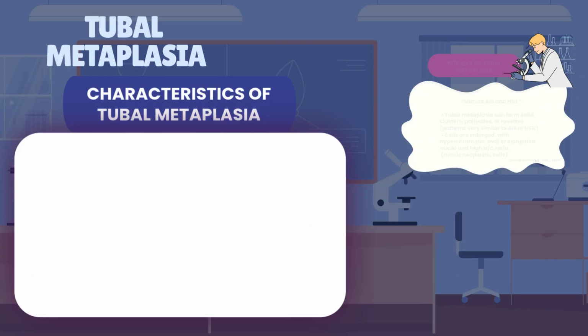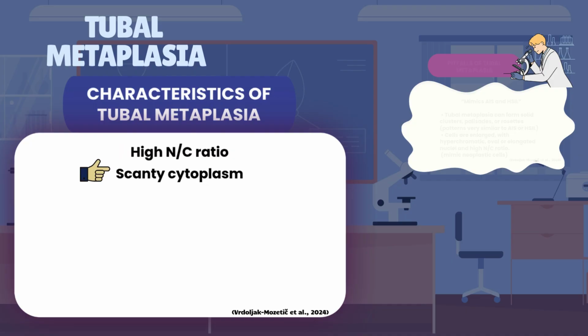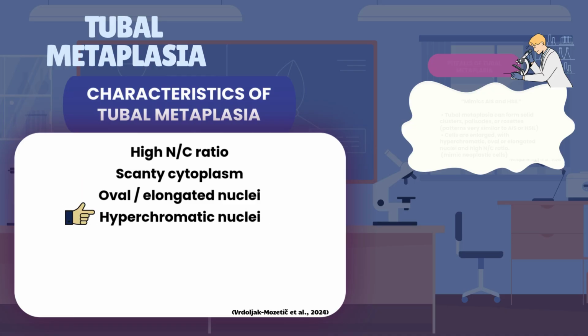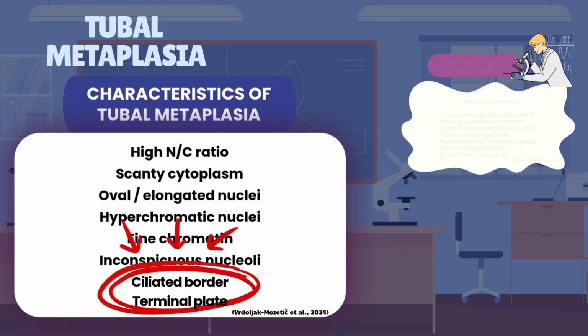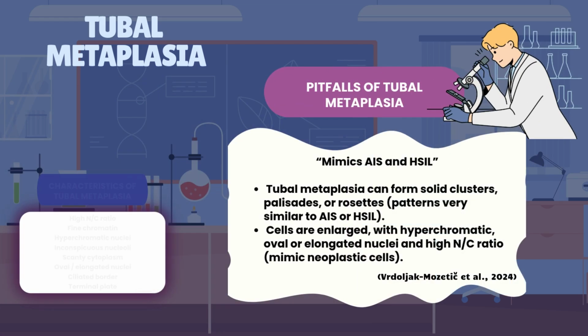Let's look at the characteristics of tubal metaplasia. The cells typically show a high nuclear to cytoplasmic ratio, with scanty cytoplasm. The nuclei are often oval or elongated, hyperchromatic, and contain fine chromatin with inconspicuous nucleoli. A defining feature is the presence of a ciliated border and a terminal plate, which indicates differentiation toward fallopian tube epithelium. Tubal metaplasia can mimic serious pathologies such as adenocarcinoma in situ and high-grade squamous intraepithelial lesion.